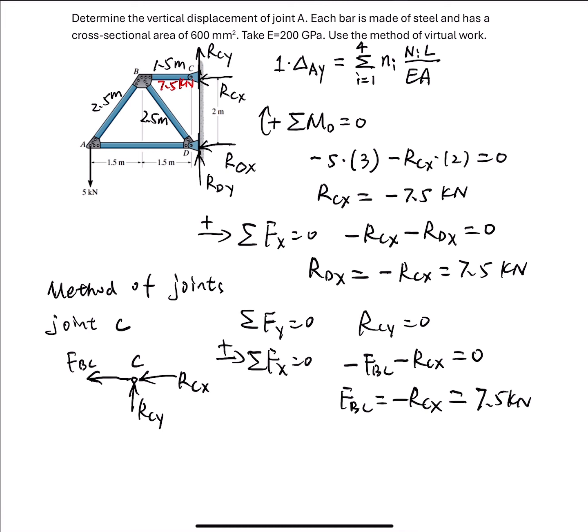Now I would like to look at joint A. I want to use the method of joints at joint A to calculate the member force in AB and the member force in AD. So let's look at how to do it.